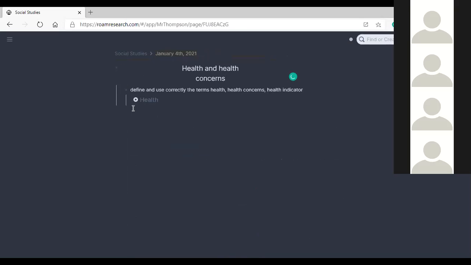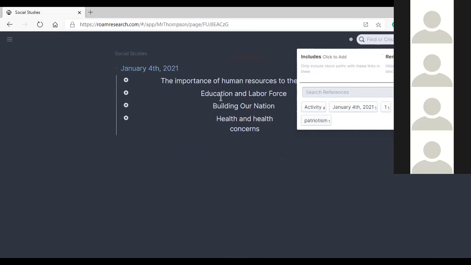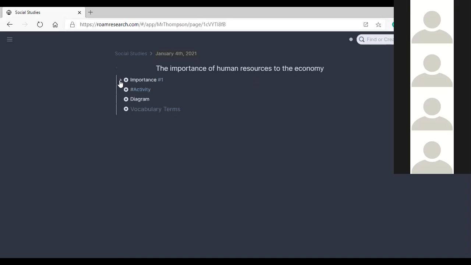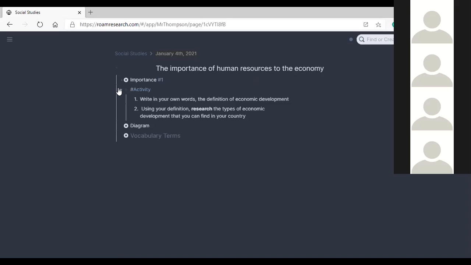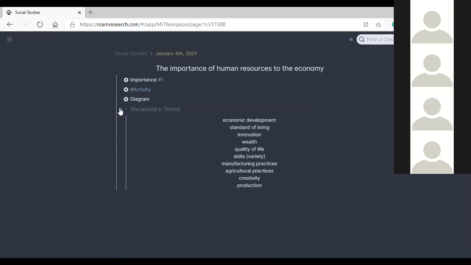So, in summary, we've tackled 4 topics today: the importance of human resource to the economy, education and labor force, building our nation, and health concerns. Now, to see the notes, you just need to click the bullet point. There you go. It shows you the notes that we took, the activity that we did, the diagram that I gave you, and the vocabulary terms.